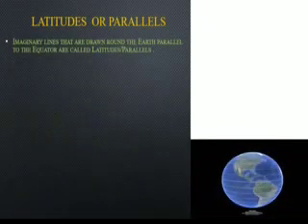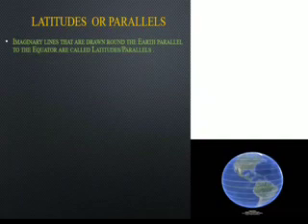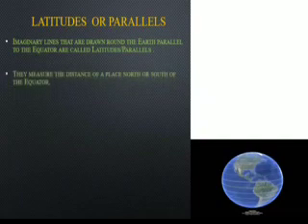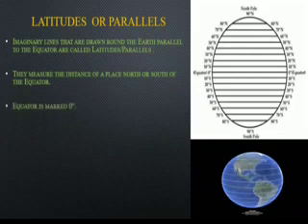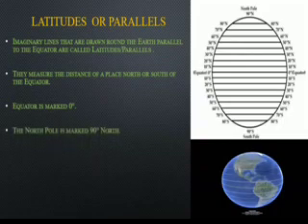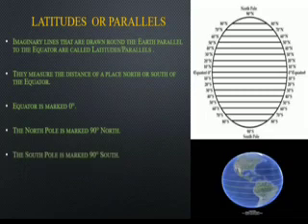Now, let us see what latitudes are, which are also called parallels. Latitudes are imaginary lines that are drawn round the Earth parallel to the equator. They measure the distance of a place north or south of the equator. The equator is marked 0 degrees. The North Pole is marked 90 degrees north. The South Pole is marked 90 degrees south.